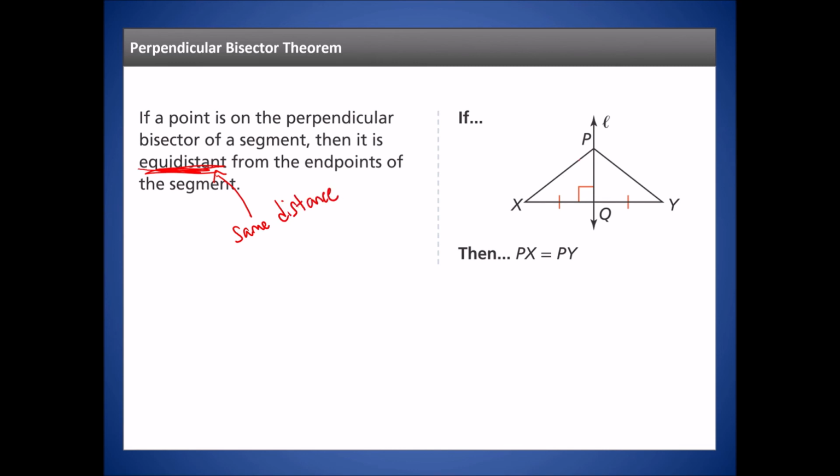So when you see equidistant, it's saying that any point on this perpendicular bisector, which in this case we're talking about point P, is equidistant from both endpoints. Both endpoints here are X and Y. And so it's the same distance from P to the endpoint X as it is from P to the endpoint Y, or they're equidistant. And so therefore, PX is equal to PY. And this is the perpendicular bisector theorem in a nutshell.